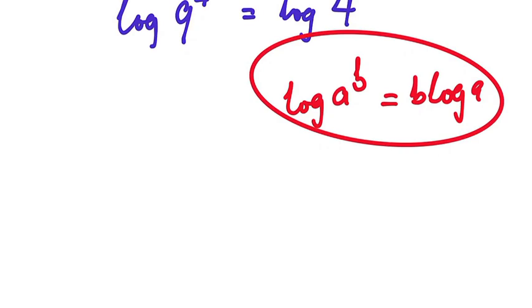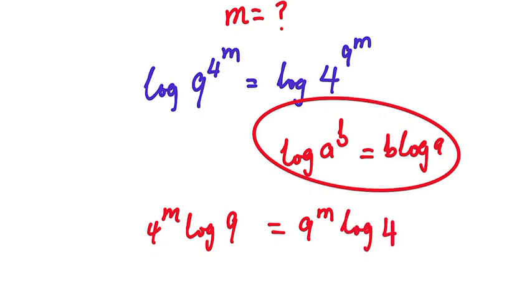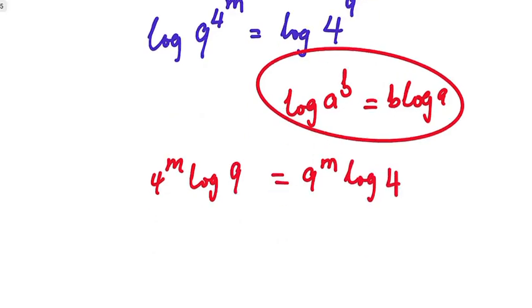So what are we going to have? The power, this 4 to the power of m, comes down like this, then log 9, then equals the same thing. This 9 to the power of m will come down. I have 9 to the power of m, then log 4. Understood? So moving on.